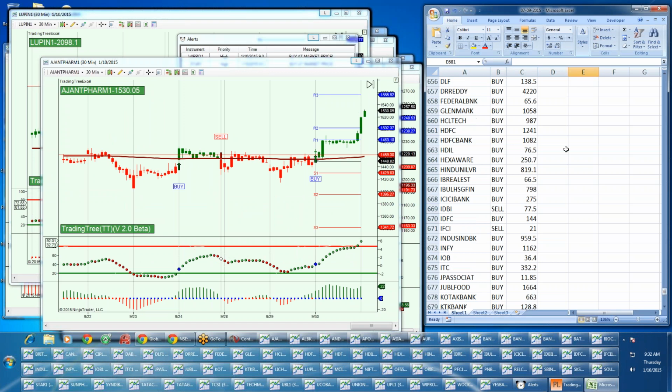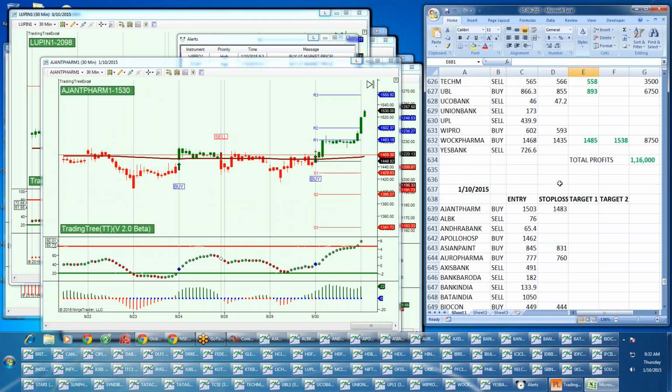So Ajanta Pharma is now at 1530. So you can book the first level of profits here and try to trail the stop losses till your R3 level. That's 1555, which will be my target 2 for this. So let me just say I book the profit here, 1530. 1555 will be my next target.